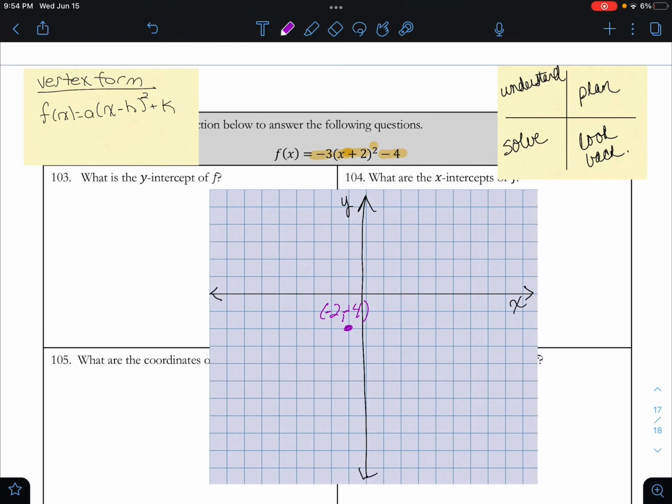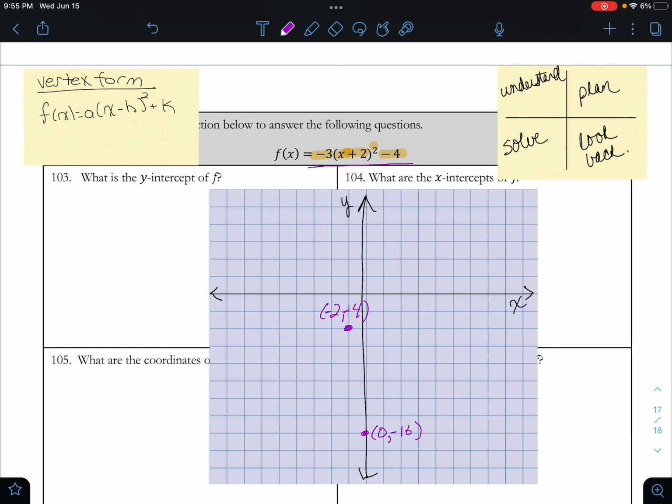I'm thinking I can easily find the y-intercept. Remember, when we're finding the y-intercept, the x has to be set to 0. So looking back at this equation, I am putting in a 0 for that x: 0 plus 2 is 2. 2 squared is 4. 4 times -3 is -12. -12 minus 4 is -16. Okay, so 0, -16 is my point. So 2, 4, 6, 8, 10, 12, 14, 16. Here we go. So this is going to be 0, -16.